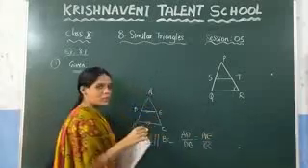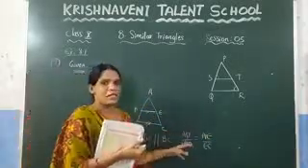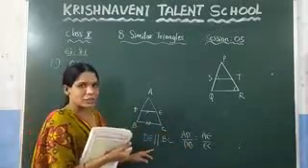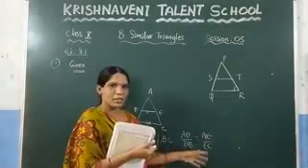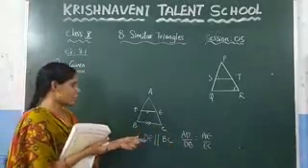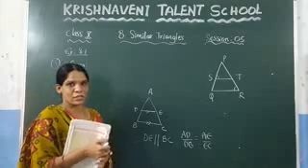Then what is the converse of this basic proportionality theorem? If a line divides the other two sides in the same ratio, then we can say that the line is parallel to the third side. Just reverse. That means if AD by DB is equal to AE by EC is given in the question, then directly you can say that DE is parallel to BC. Now, based on these theorems, we are going to solve this exercise.